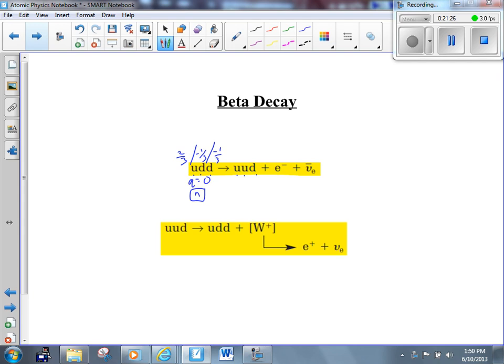Now we got up, up, down. We got 2/3, 2/3, and negative 1/3. What do those add up to give me? 2/3 plus 2/3 plus negative 1/3 is 3/3, or plus 1. Charge of plus 1. What's that going to be? Proton. When a neutron splits into a proton and an electron and an antineutrino, we call that beta negative decay.